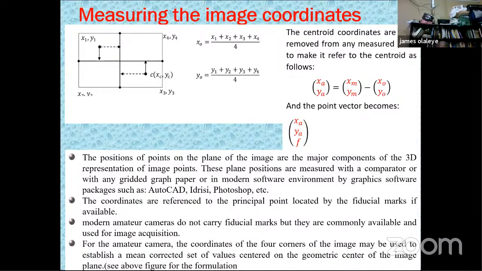This is like calibrating the image or calibrating the camera in order to get it ready for work. So you compute x naught, y naught as indicated there, and then any x that you measure will be reduced by the calibrated value. Removing x naught, y naught from any measurement gives you the xy coordinate of the point, which you can now use to generate the virtual 3D coordinate system for that image: x_a, y_a, and f.